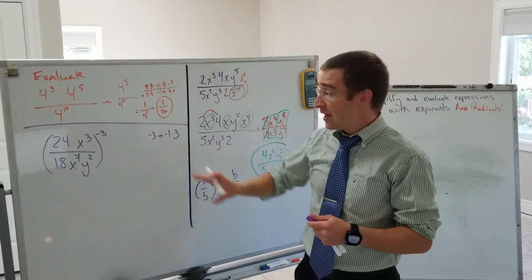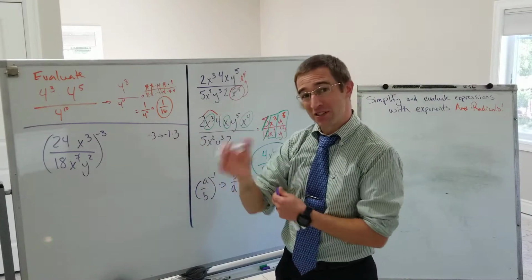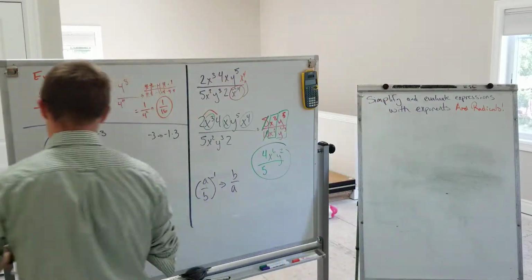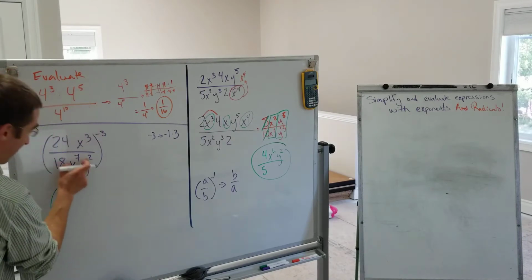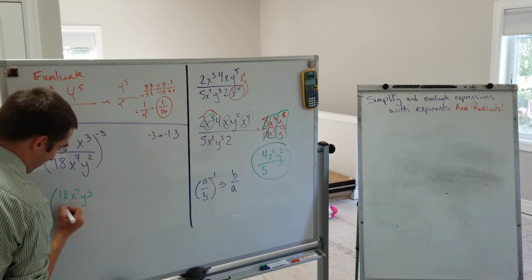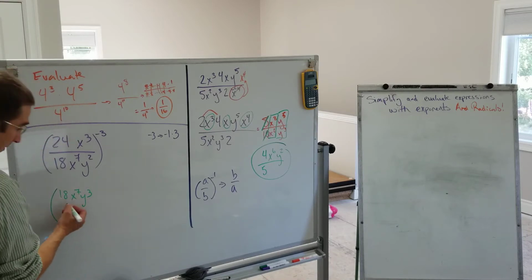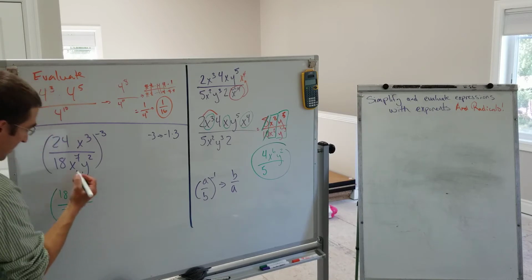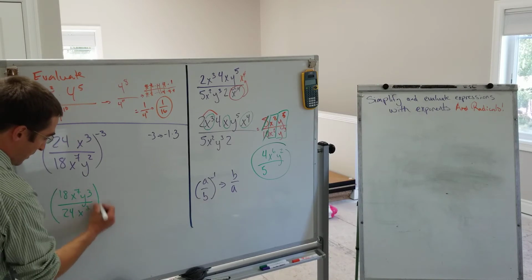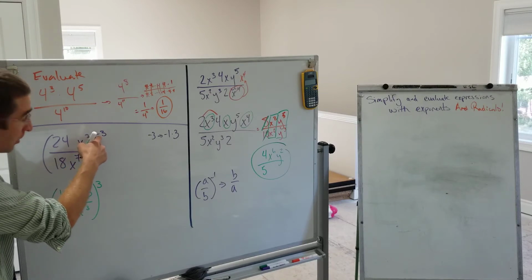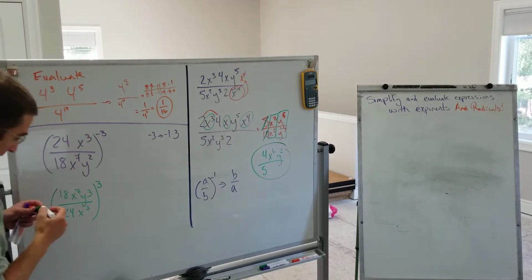So what I'm going to do is rewrite this as the reciprocal with a positive 3 as the exponent. I'm just going to flip it: everything in the denominator, 18x to the 7th, y to the 3rd, is now going to be in the numerator, and everything in the numerator is now going to be in the denominator, and I'm going to make this a positive 3. So I applied the negative part of this exponent to everything in here.